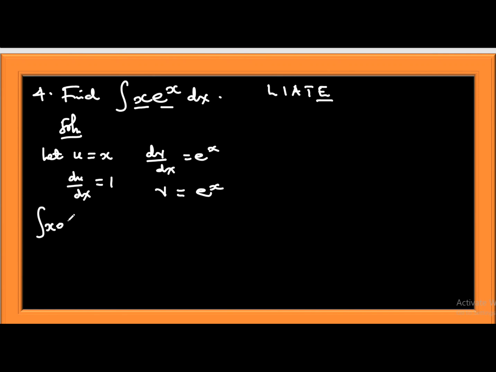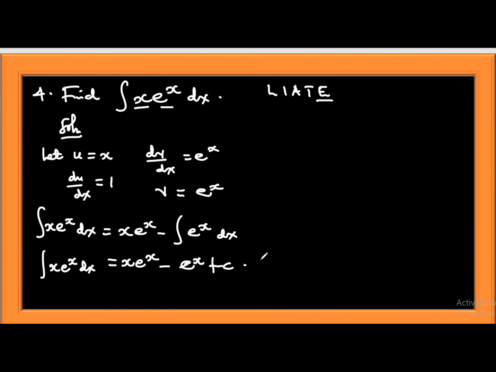That means the integral of x exponential x with respect to x becomes uv. U is x, v is exponential x, minus the integral of v, which is exponential x, then du dx is 1. So 1 times exponential x is just exponential x, and then dx. So the final answer clearly becomes x exponential x minus, when you integrate exponential x, you get the same exponential x, then plus our constant of integration. So there we are.